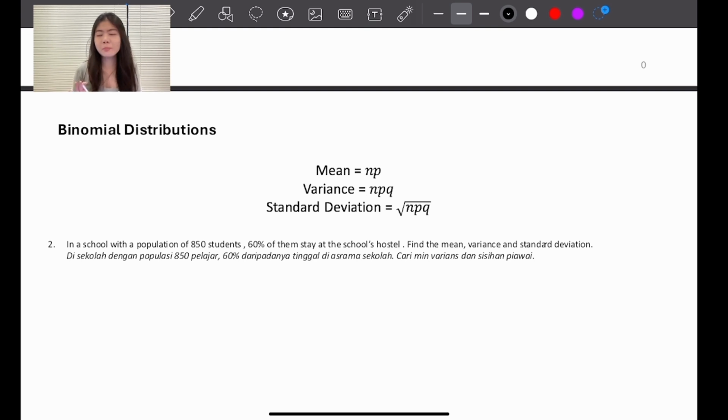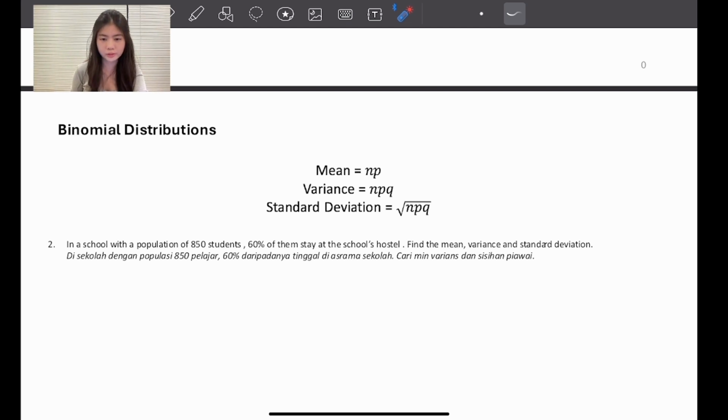Alright, so the second part you need to learn in this topic involves three things: mean, variance, and standard deviation. For the mean, we use the formula n times p. For the variance, we use the formula n times p times q. And the standard deviation is the square root of npq. Guys, please remember, in the examination these three formulas are not provided on your formula sheet, so you have to memorize them by yourself.